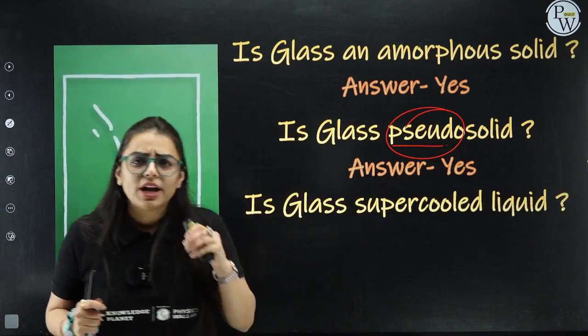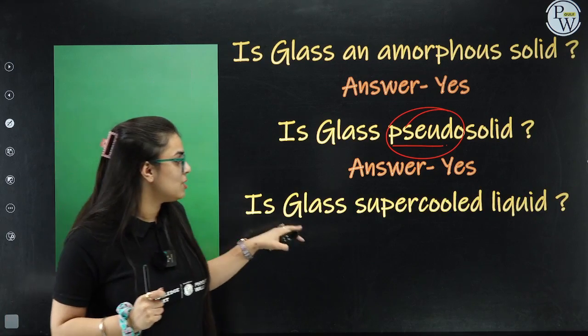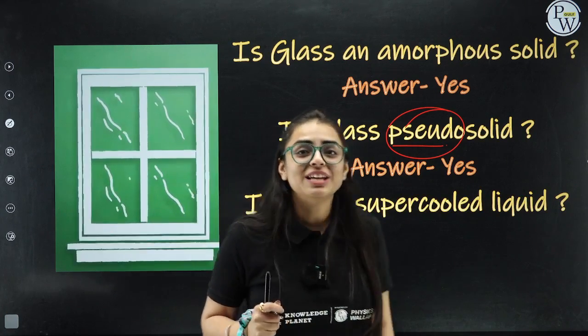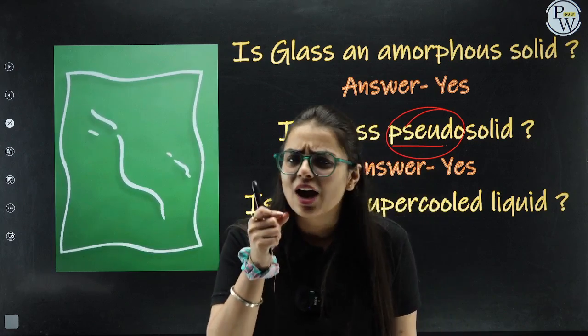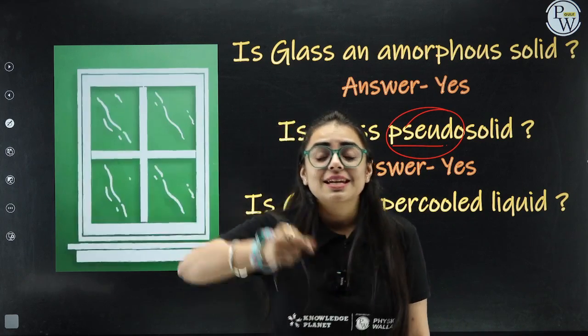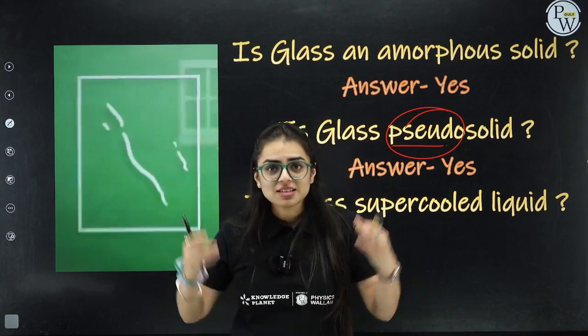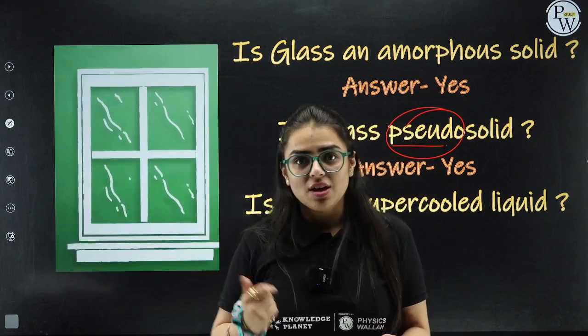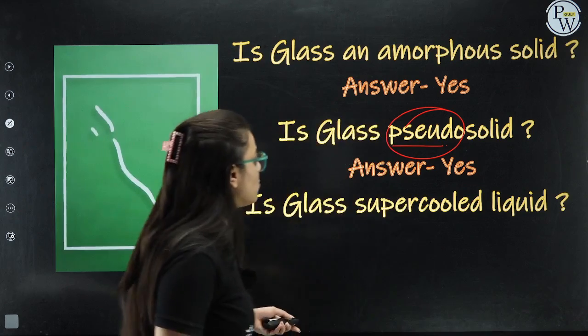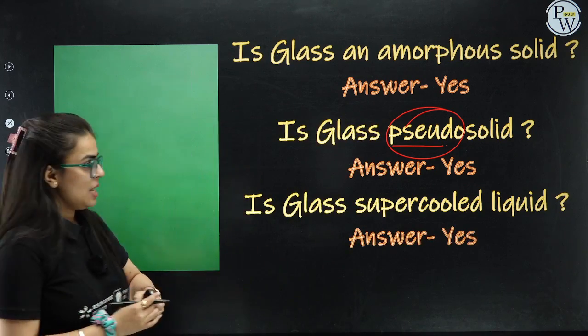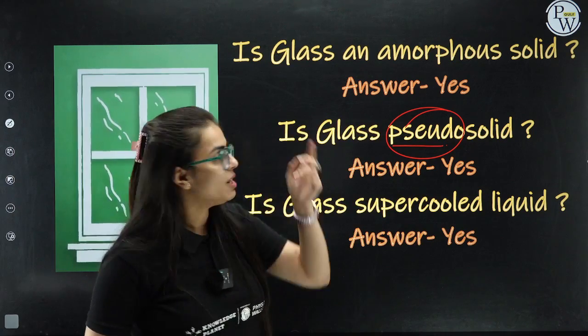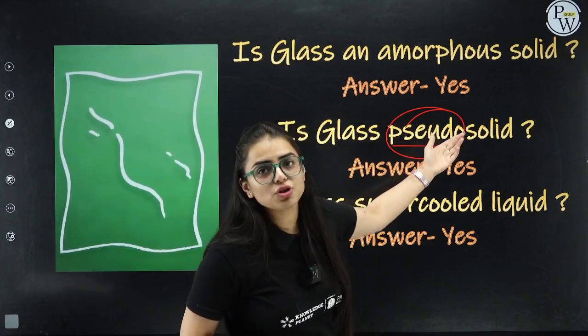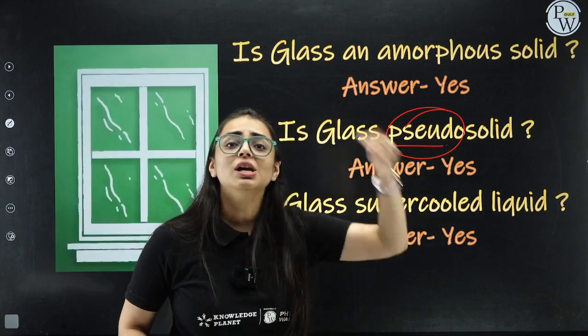So why, ma'am, did you say glass is a pseudo solid? Because glass is a supercooled liquid. Liquid? How, ma'am? Because glass has a tendency to flow, students, and because it flows, it becomes thick at the bottom and thin at the top. So yes, it is also referred to as a supercooled liquid. So you now know that amorphous solids are pseudo solids, and amorphous solids are also referred to as supercooled liquids.